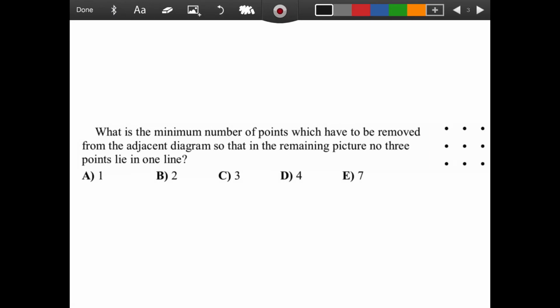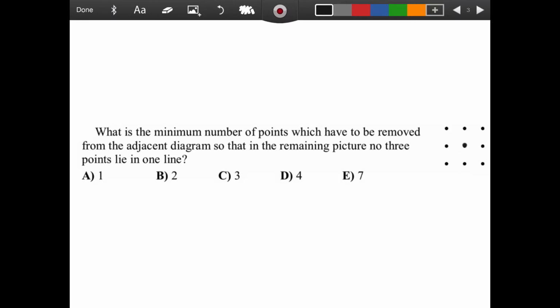This is an example. So the first thing that comes to my mind when I think of this problem is that we need to remove the middle dot. Because that middle dot, if we remove it, then we can't have this line, this line, this line, and this line. That leaves us with only 4 other lines left, which is on the outside.